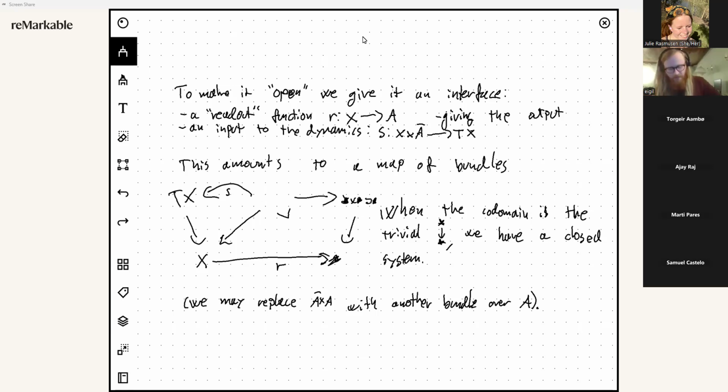If at the right side here I have a trivial bundle of the inputs times the outputs over the outputs, this thing would also make sense if I replaced this with a different bundle. So I could have the inputs dependent on the outputs. That's not super important, it's just a generalization that I'm going to make at this time, so don't think too much about that.